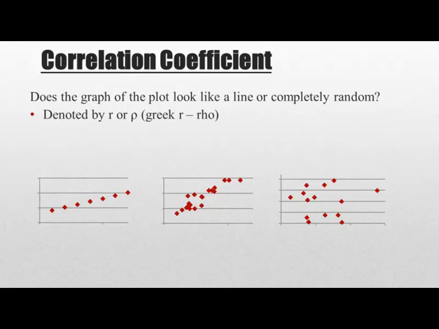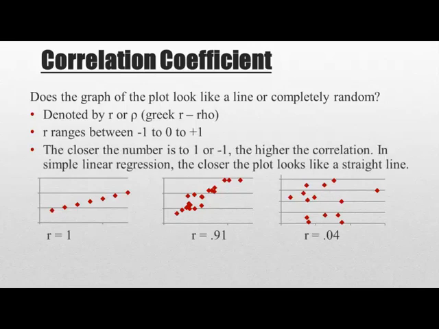So the correlation coefficient is denoted by R, or rho, which is your Greek R. It looks like that small p. R is for a sample, rho is for your population. R will range between -1 and +1. It has a different meaning whether it's closer to -1 and +1 than it does if it's closer to 0. So the closer the number is to 1 or -1, the higher the relationship, the higher the correlation. In simple linear regression, in simple terms, the closer the plot looks like a straight line.